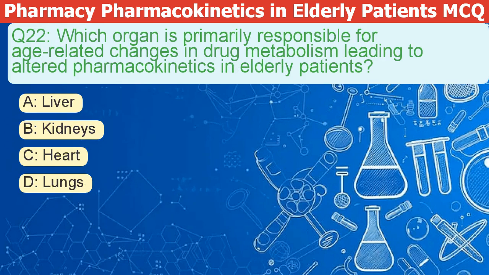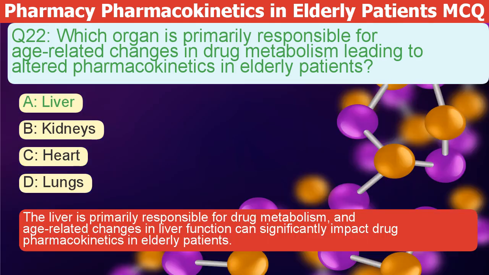Which organ is mainly responsible for how our bodies process drugs differently as we age, affecting how medicine works in older people? A. Liver. B. Kidneys. C. Heart. D. Lungs. The correct answer is A. The liver is primarily responsible for drug metabolism. Age-related changes in liver function can significantly impact drug pharmacokinetics in elderly patients.